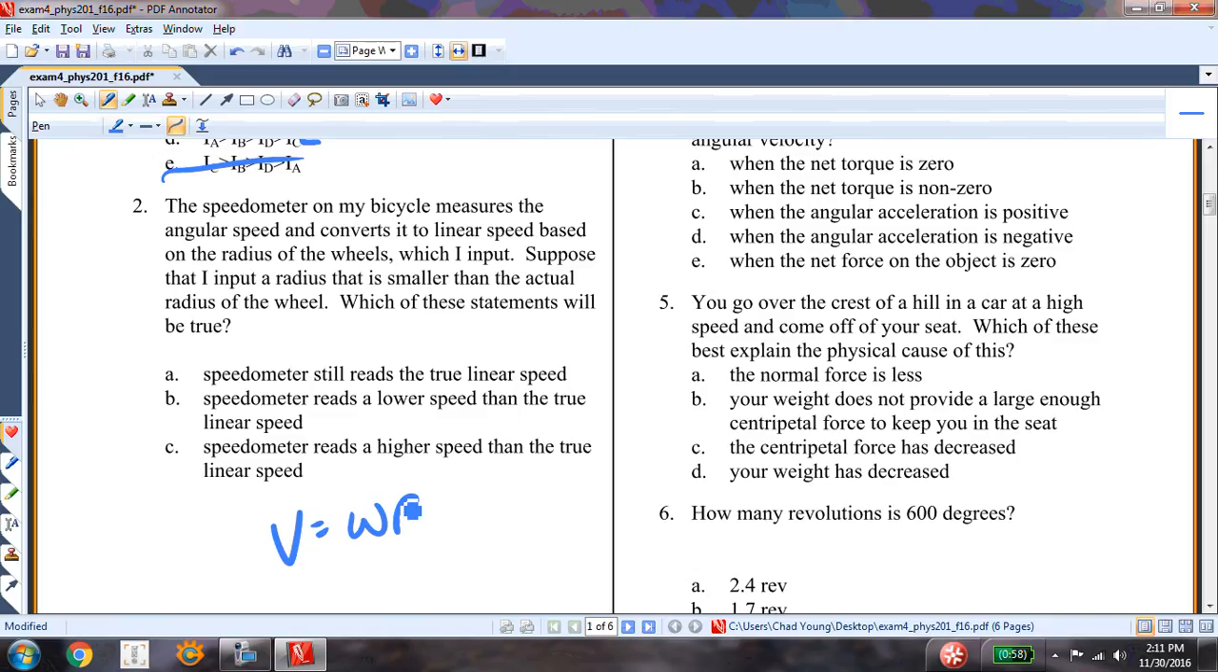Suppose that I input a radius that is smaller than the actual radius. So what if I put in a radius that is actually smaller? Then it's going to report a speed that is lower than the true linear speed. It thinks r is small, so it's going to report a speed that is smaller. But instead my wheels are bigger, so they're actually traveling faster than what it reads.